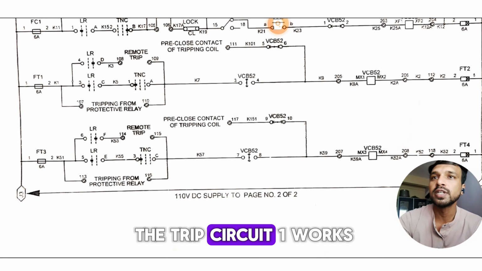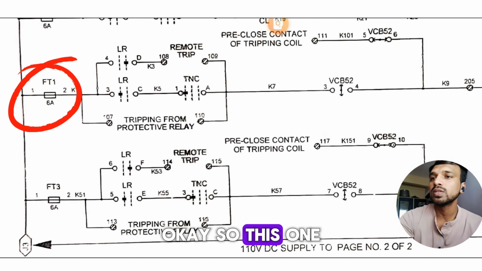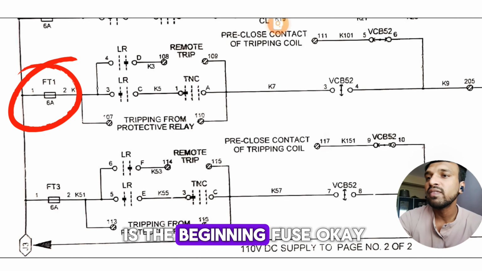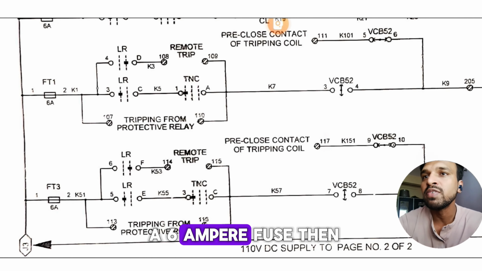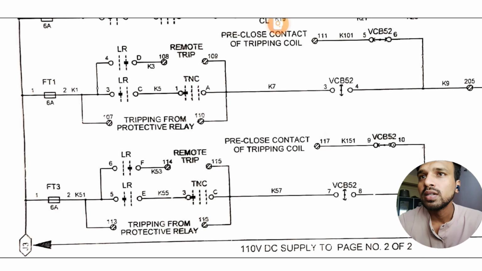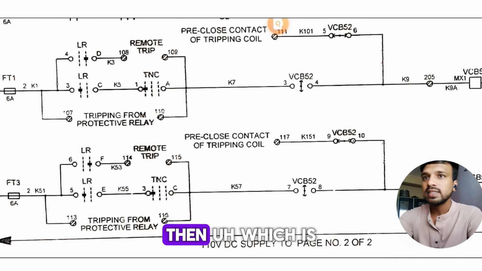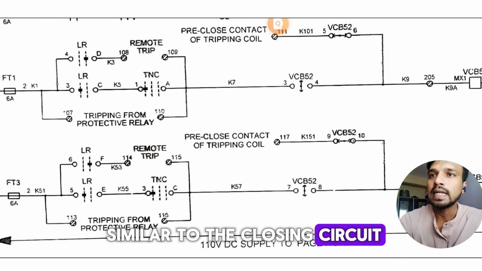Then we will see how the trip circuit 1 works. So it begins with the FT1 fuse. Okay, so this one is the beginning fuse, FT1, which is a 6 ampere fuse. This fuse protects the trip circuit from overcurrent, which is similar to the closing circuit.